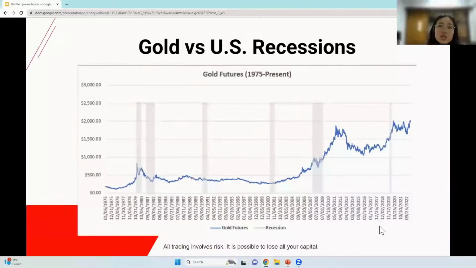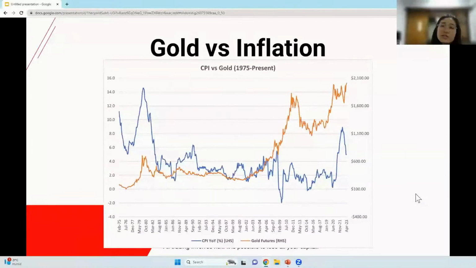Okay, so this is just a gold versus US recessions chart. This is a weekly chart that just measures gold futures as well as the period of recessions, on a weekly time frame. And then if we look at gold versus inflation, you can see that it's kind of correlated. As the CPI rises, we can see that the value of gold rises as well.